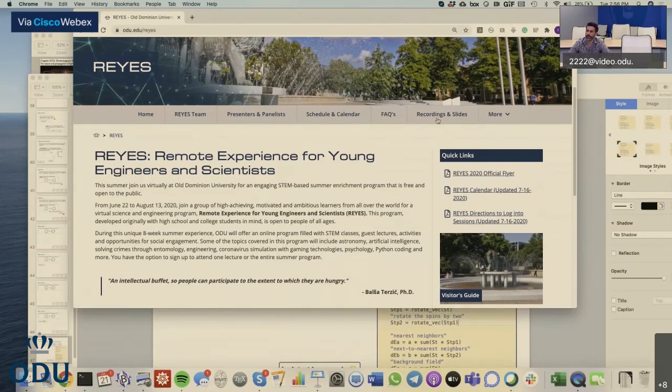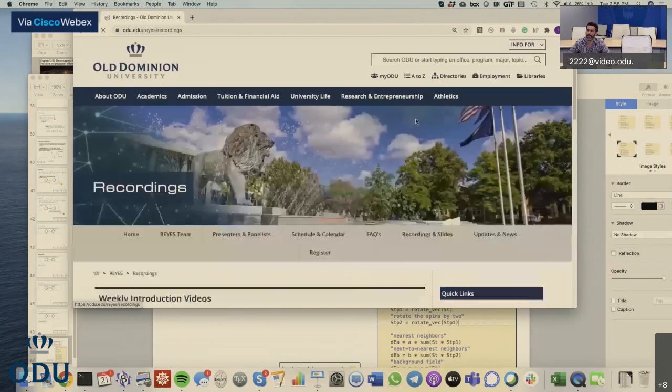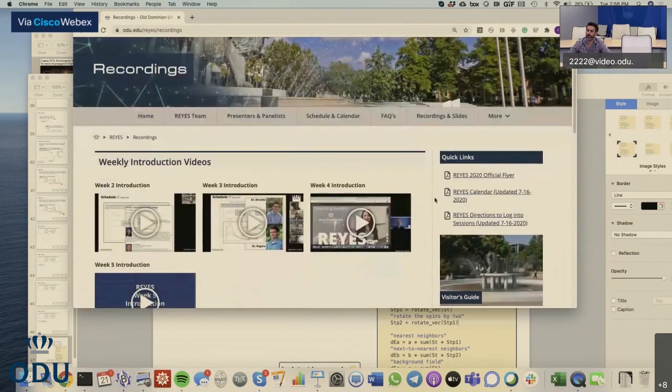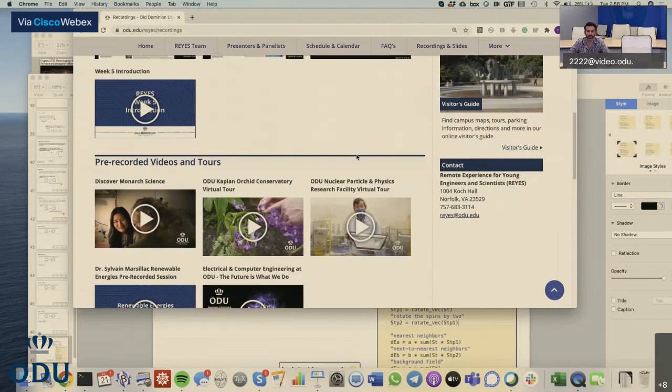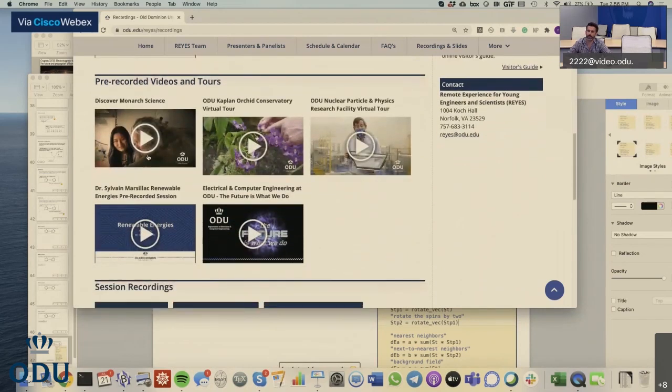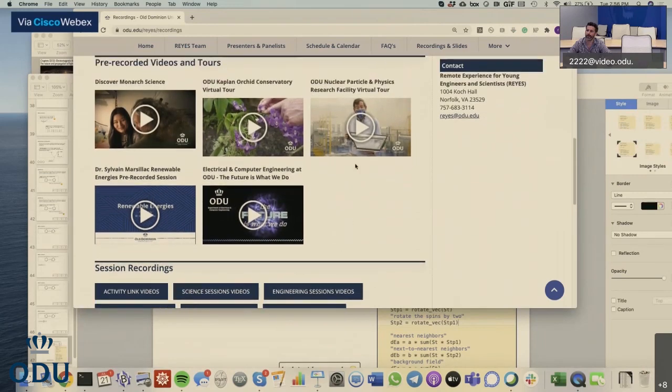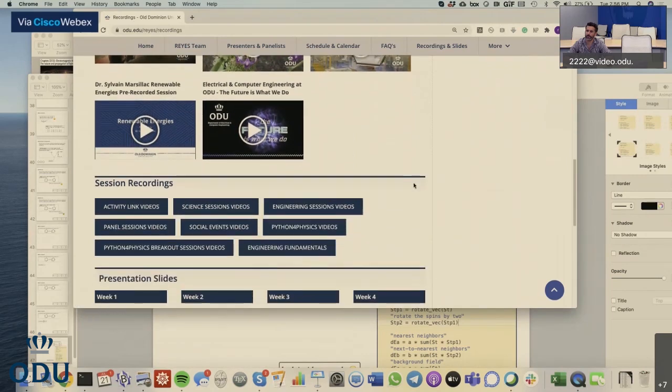So the material is always going to be available on the REYES page. If you go there, you'll go to recordings. These are the videos that I mentioned. So we have some videos giving you summaries of what each week's content is like. And these are virtual tours of different parts of campus, as well as different videos summarizing different fields in the university. One that I would encourage you to go check out is the ODU Nuclear and Particle Physics Research Group. But also, we're always going to have the material available here. So for Python for Physics in here.